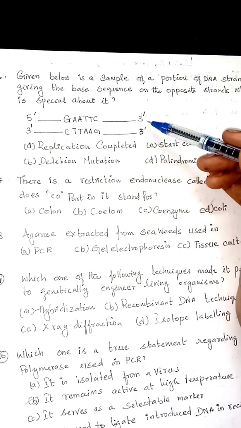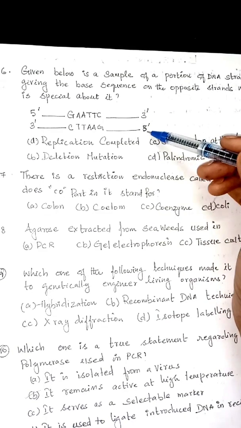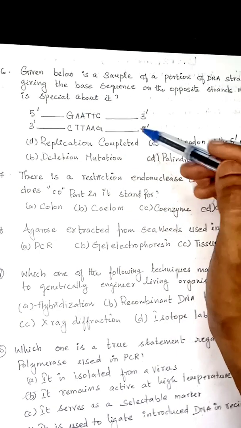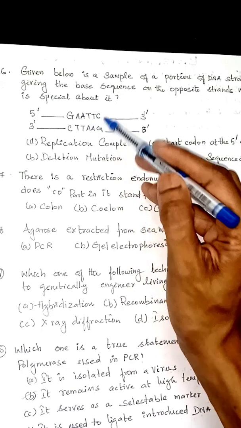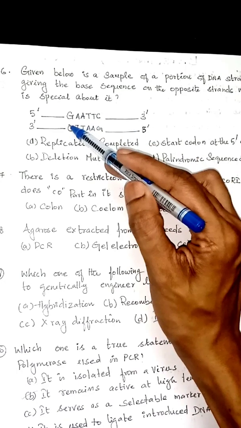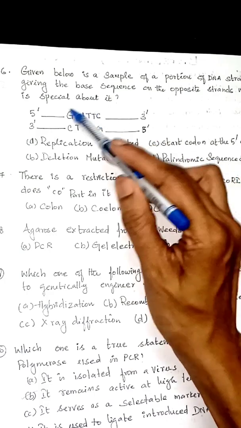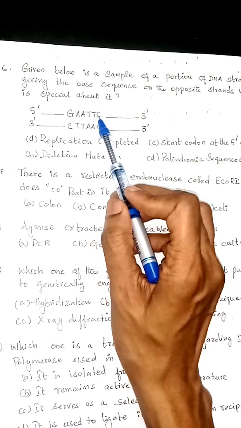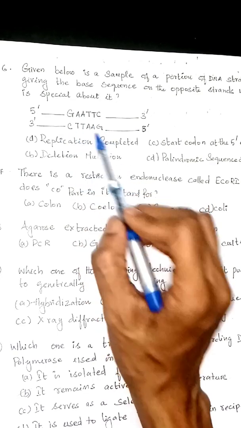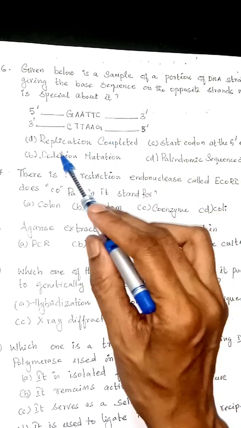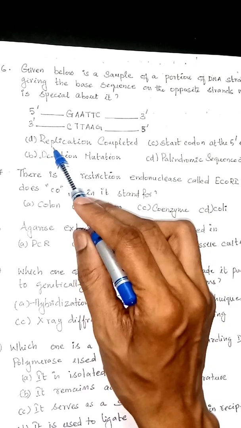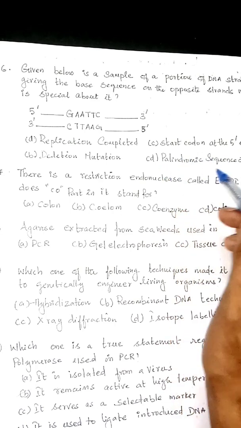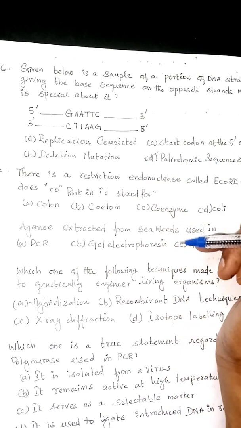Given below is a sample of a portion of a DNA strand. This is one strand and this is the complementary strand, giving the base sequence on the opposite strands. What is special here? See the bases guanine, adenine, thymine, cytosine. Here the exact sequence is repeated, cytosine, thymine, adenine and guanine. This is called a palindrome. The bases on the complementary strand will be an exact repetition in the reverse order. This is called a palindromic sequence of base pairs. Let us see the four choices: replication completed, deletion mutation, start codon at the 5' end, and palindromic sequence of base pairs. The fourth choice is correct, palindromic sequence of base pairs.